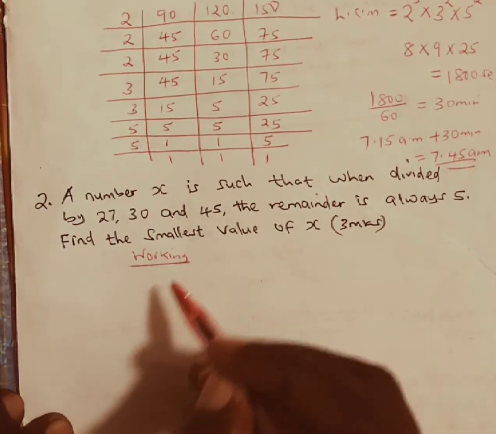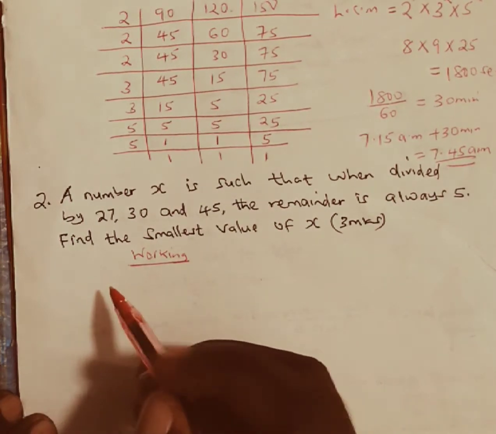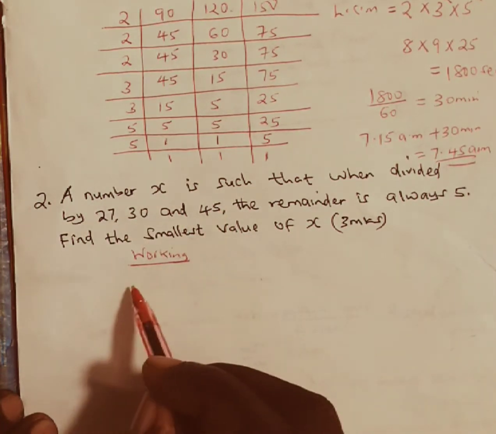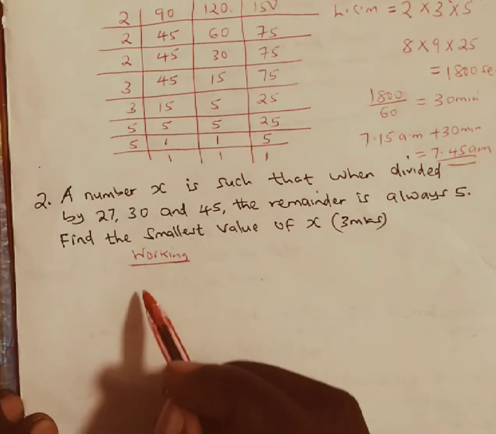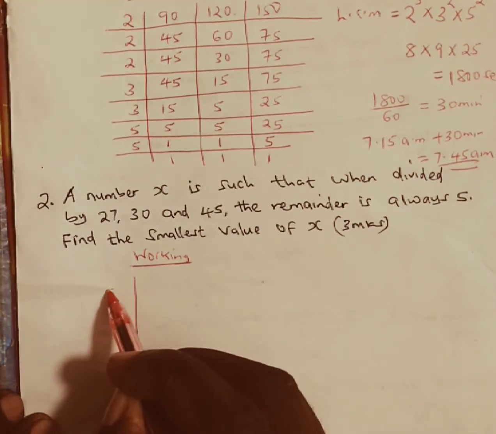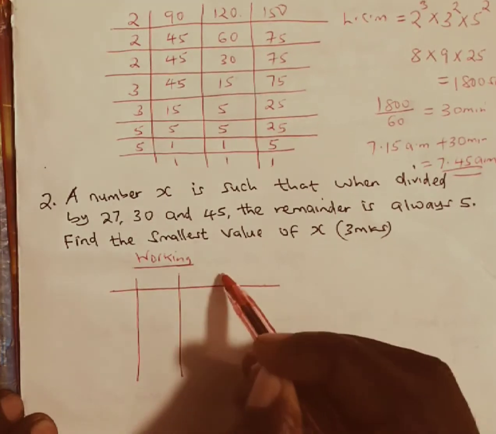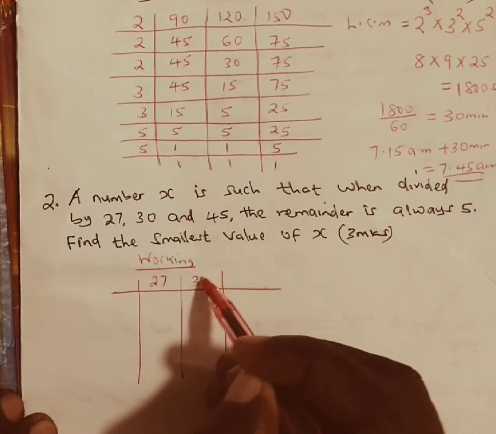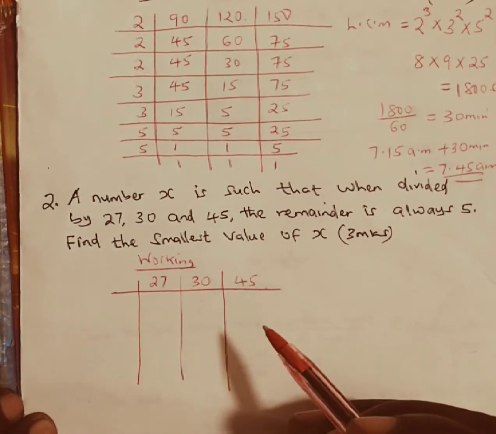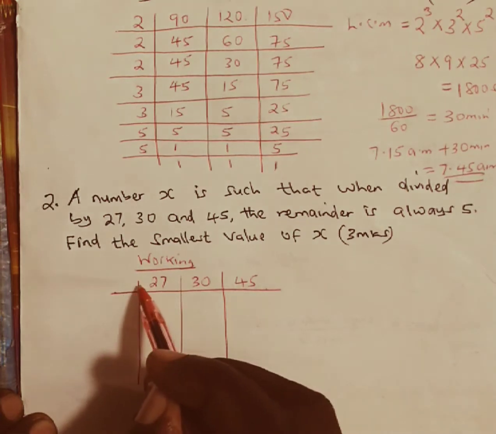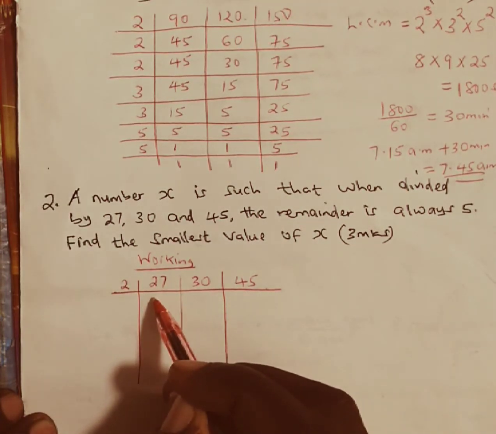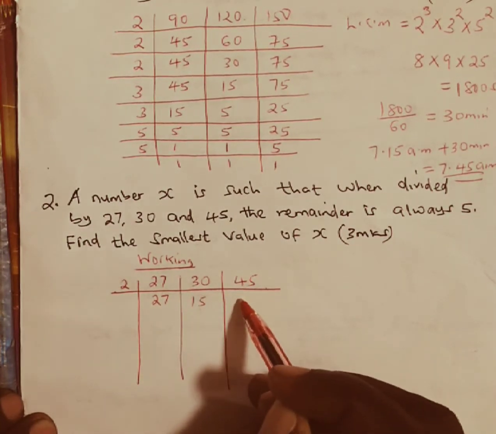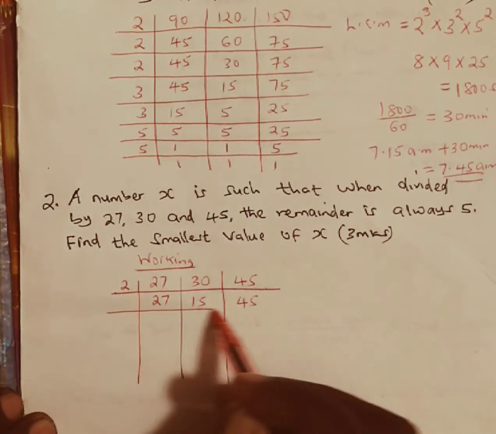To find the value of x, we find the LCM of 27, 30 and 45 first before we look at the remainder. And as always, for us to get the LCM, let us use a table. We have 27 here, we have 30, we also have 45. We take 2: it does not divide 27, so we bring 27 down. 2 divides 30 15 times, it does not divide 45, so we bring 45 down.